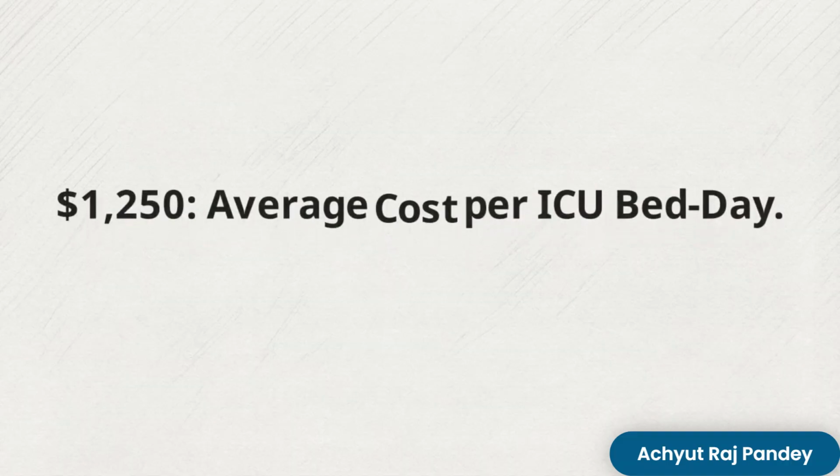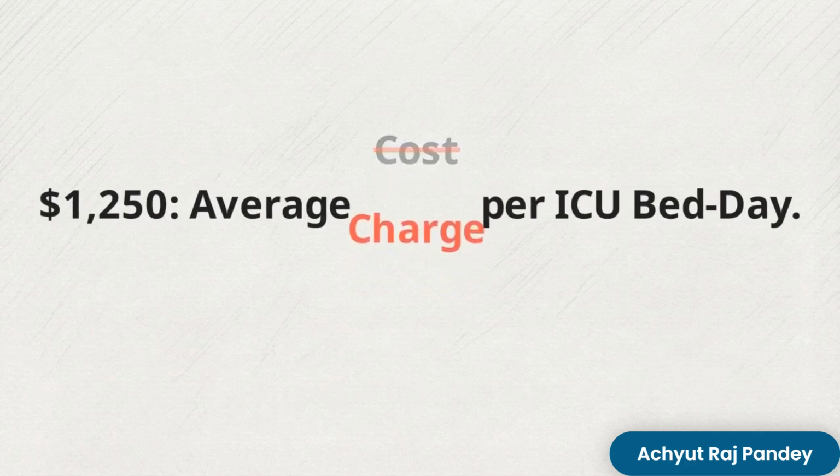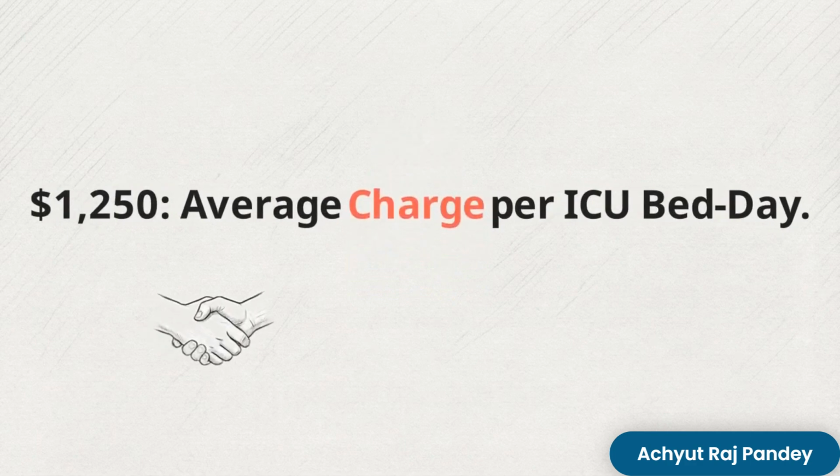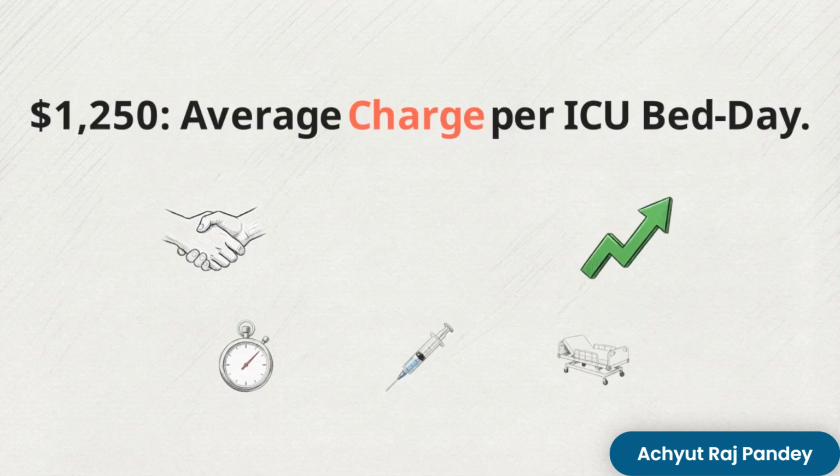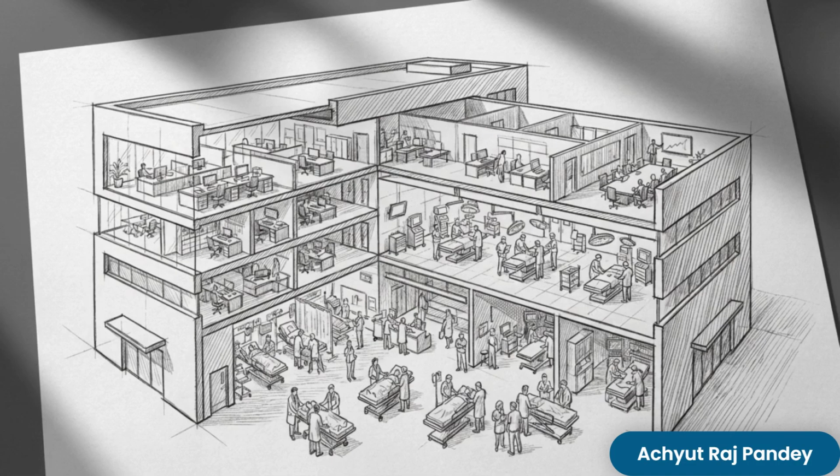A hospital bill for $1,250 represents a charge. This is a sticker price shaped by insurance contracts and market leverage, and it rarely reflects the actual value of the resources consumed by the patient. Extracting an accurate unit cost from a modern healthcare facility is difficult.